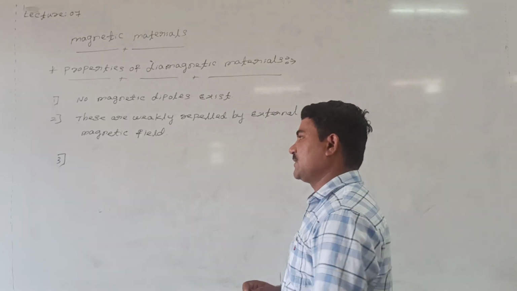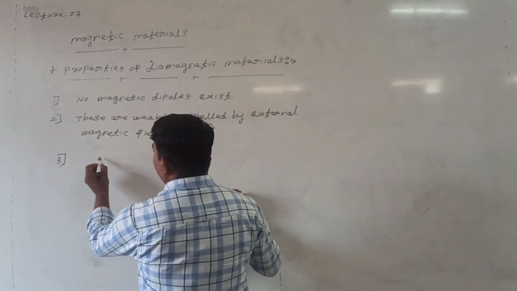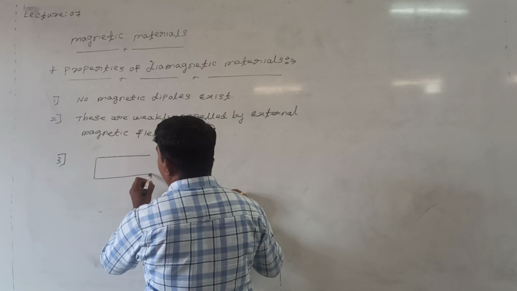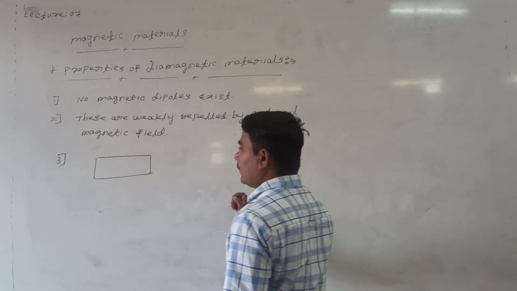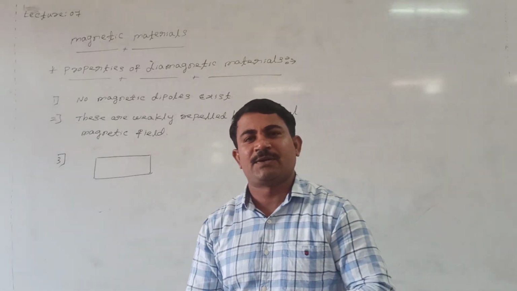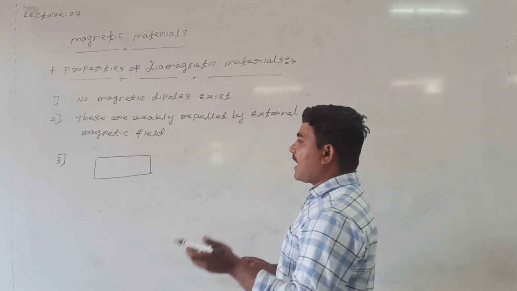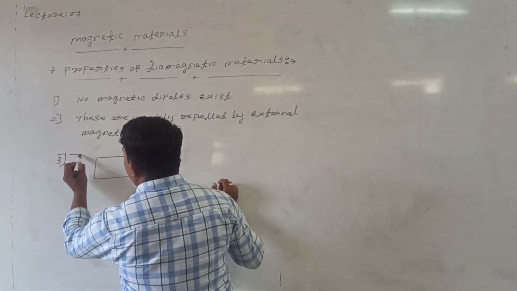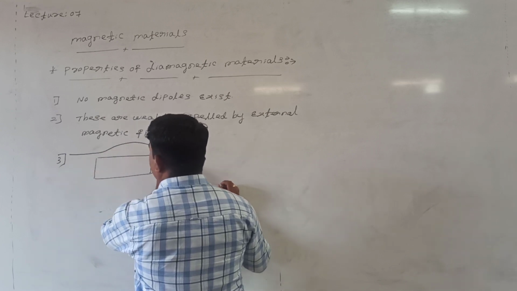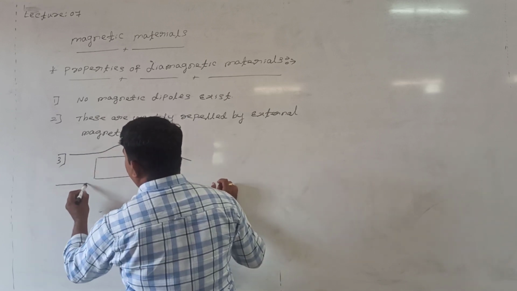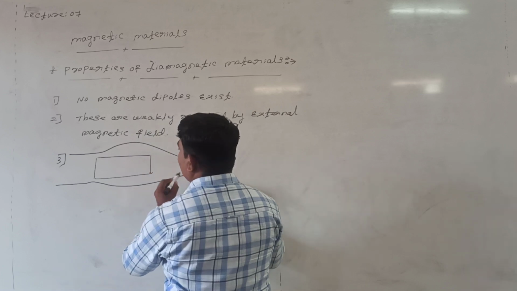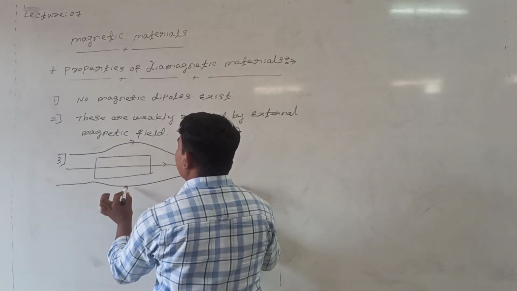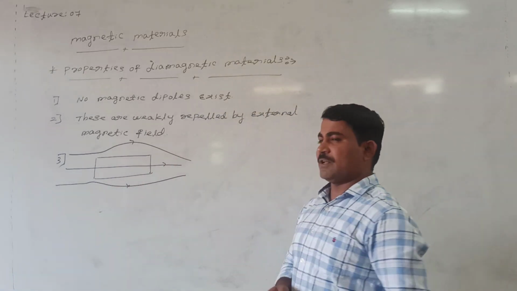The situation is like this. Simply, I can take this as one diamagnetic slab. You can take gold, silver or diamond, or H2O, like this slab. When I apply an external magnetic field, the lines are repelled like this, or only a few lines pass through like this. This is the situation.